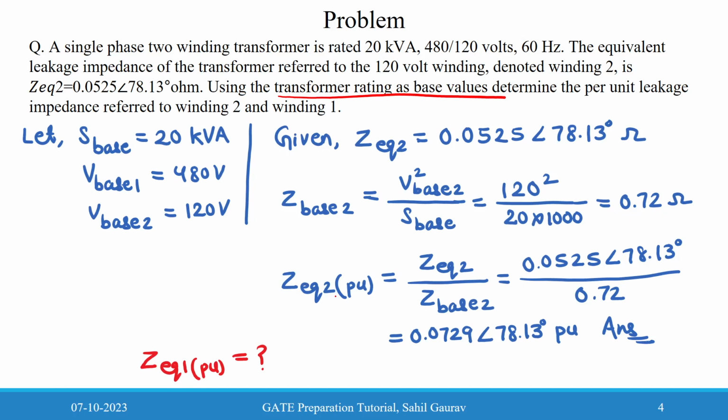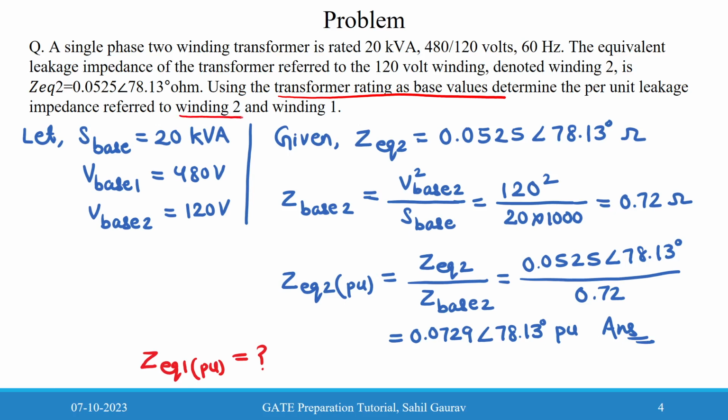Now we will apply the per unit expression, that is the actual quantity divided by the base value. The actual quantity is 0.0525 at the angle of 78.13 degree, divided by 0.72. Therefore we will get 0.0729 at the angle of 78.13 degree per unit. We have found the per unit leakage impedance referred to winding 2.